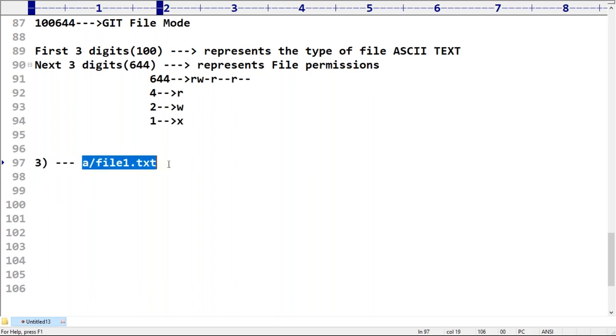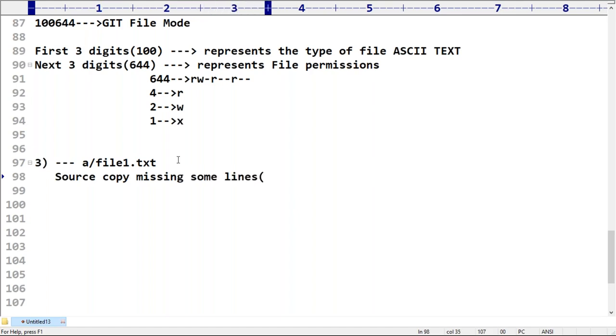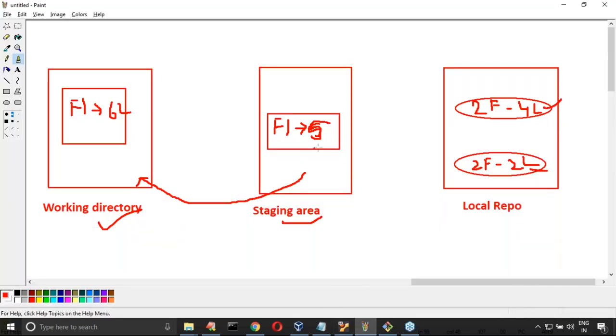Hyphen means the source copy is missing some lines. Source copy means which one? The staging area. Have you remembered? In the staging area, how many lines are there? Only 5 lines. But in the working directory, how many lines are there? 6 lines. Remember this one.